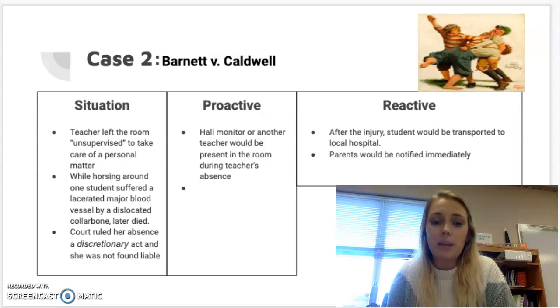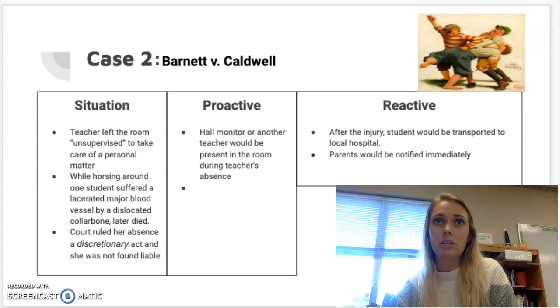So proactive, I mean, a hall monitor or another teacher would be present in the room if a teacher ever had to leave for an absence, first and foremost. And then reactive, if I had to take action after the injury, the child would immediately be transported to the hospital, whether an ambulance was called, and then the parents would be notified immediately for the best interest of that child.